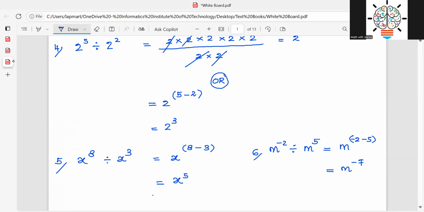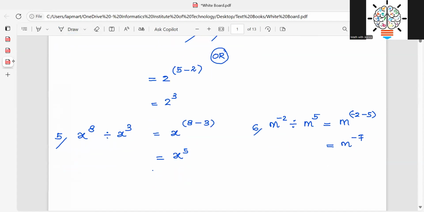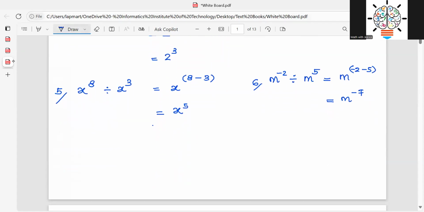So then I later explain how you can write this m to the power of -7 as a positive index. But for the time being, I just wanted to explain that you have either a positive index value or a negative index value. The only thing you want to do, if it is the same base value and a division, is subtract. I'll show you an example, the seventh one.